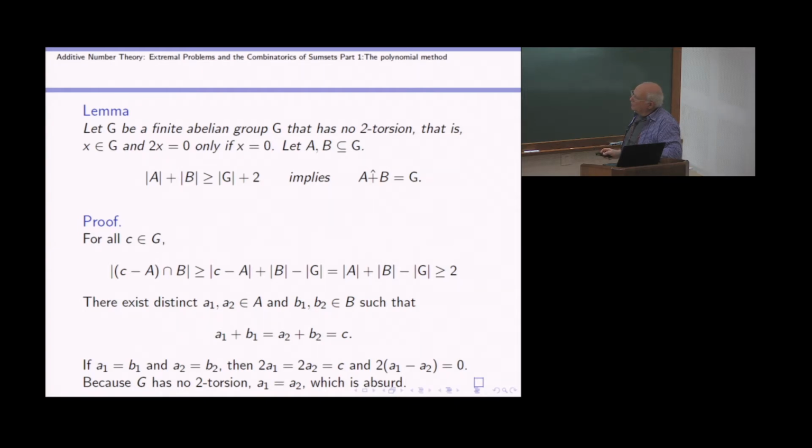Now, if you were so unfortunate that A1 equaled B1, so these were not distinct summands, and these also were not distinct summands, then you would have 2A1 plus 2A2 equals C, or rather, subtract: 2 times (A1 minus A2) is 0. But because there's no 2-torsion, this element is 0, and A1 equals A2, which is absurd. So we can represent C as a sum of distinct elements of the group.